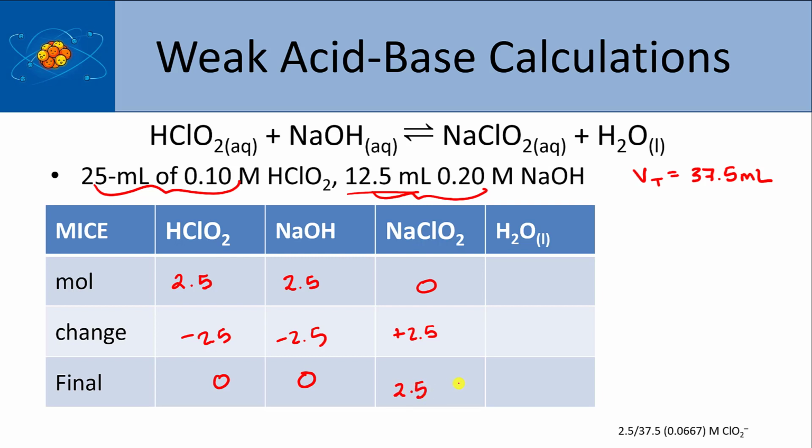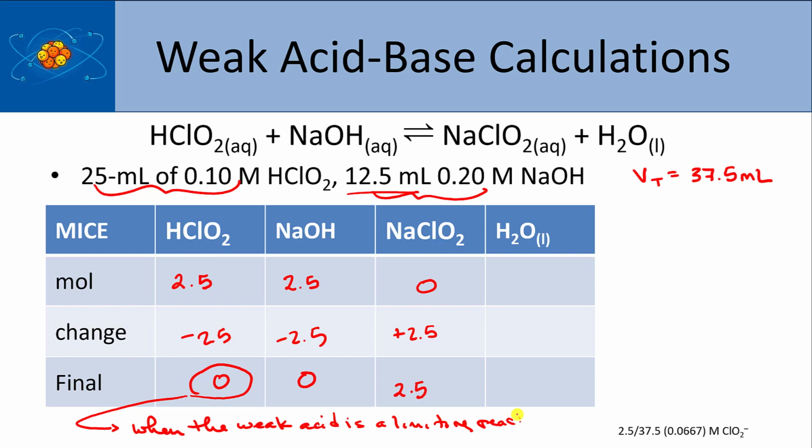Now, here's an important concept. When the weak acid is gone, so when the weak acid is the limiting reactant, and again, how do you know that's the case? Well, the value goes to 0. On the next page, we're going to do the Kb equation for the weak acid. So we're going to do Kb for A minus. Okay, we'll get to that in a second.